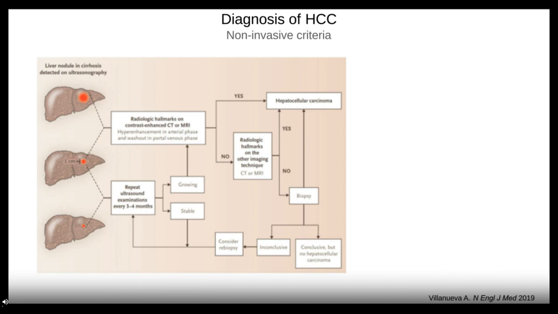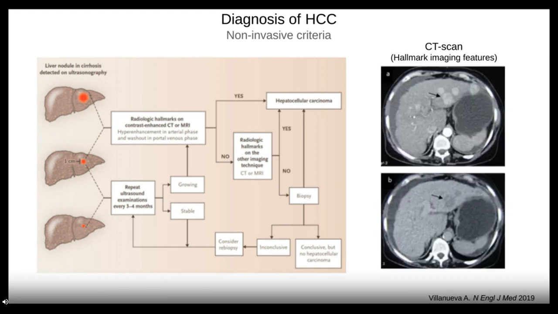We have an additional singularity in HCC, which is that to diagnose patients, we don't need a tissue biopsy. So a patient with cirrhosis that has the typical imaging features of nodules in the liver, so you have a CT scan of a cirrhotic liver, the patient has ascites, and you see these nodules in the liver. They are hypervascular in the arterial phase and they wash out in the venous phase. This is enough to diagnose this patient with hepatocellular carcinoma.